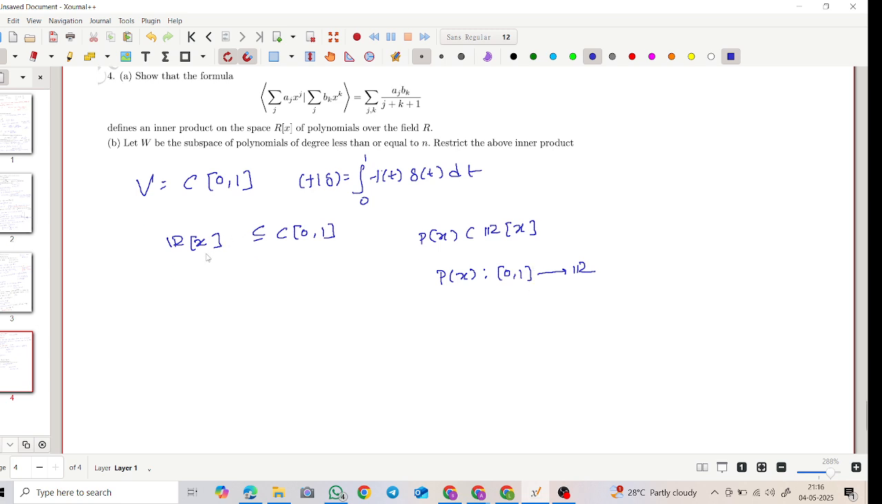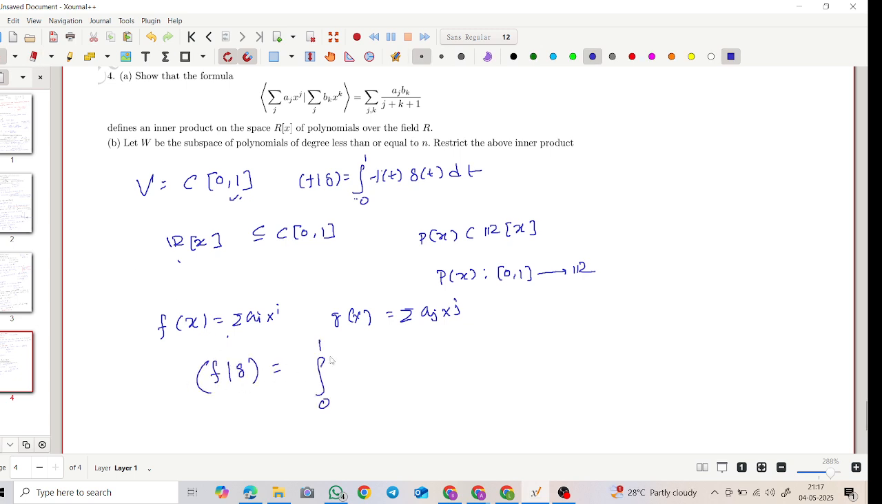It is of course continuous because it is a polynomial. So you take any two polynomials from Rx. Take f(x) to be the summation of ai x to the power i, and g(x) to be the summation of bj x to the power j. You can compute this inner product now, because this is an inner product defined over the whole V, so it is certainly an inner product over Rx, over any subspace as well. So what will be your F inner product G?